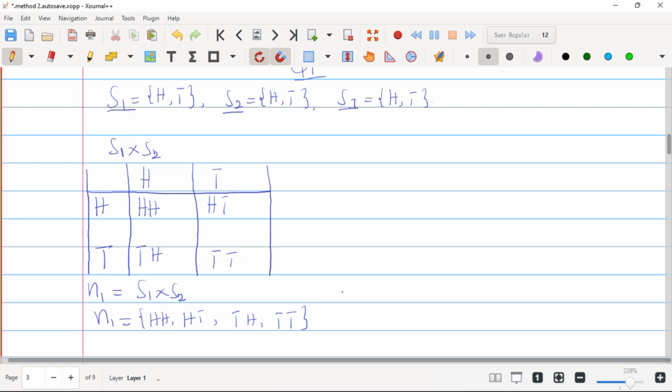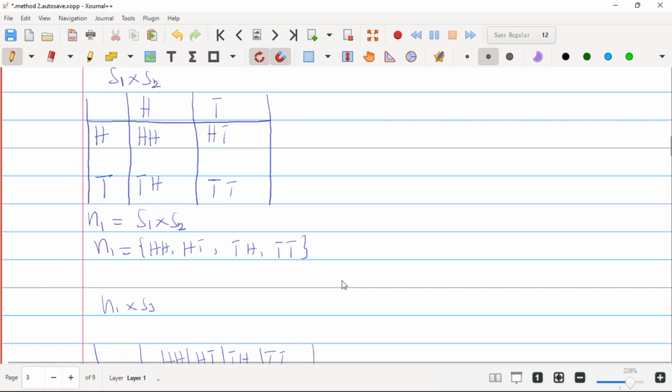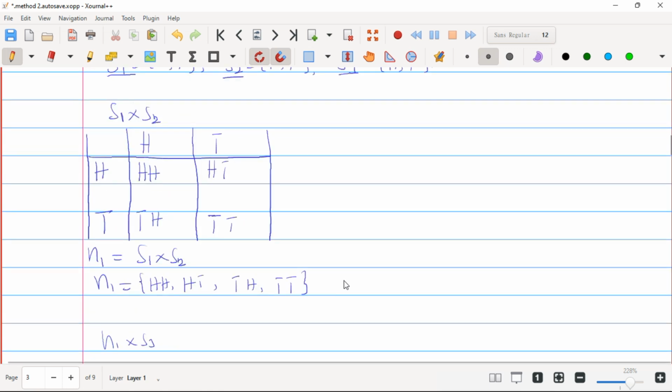Tail times head is going to give us tail head, and tail times tail is going to give us tail tail. So if you want the sample space for tossing a coin twice together, we are going to get HH, HT, TH, and TT. That's how you get the outcomes. This is our sample space when 2 coins are tossed together, right?